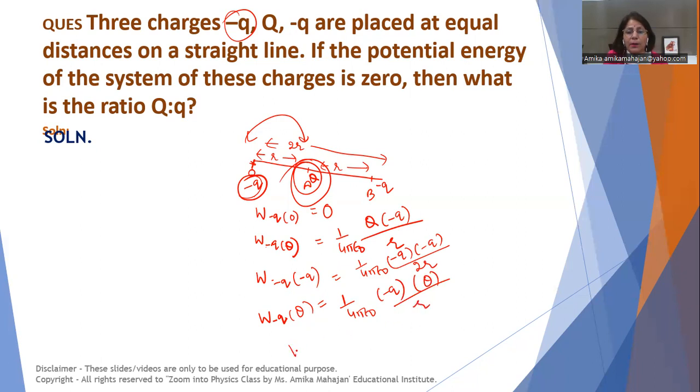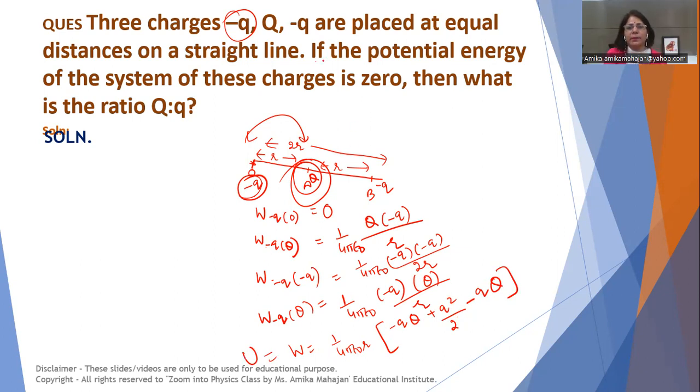So total work done will be 1 by 4 pi epsilon naught R. I can take it common from all the terms. It will be -qQ plus q square, -q into -q will be q square divided by 2, then -qQ. This work will be stored as potential energy. This will be the potential energy of the system.